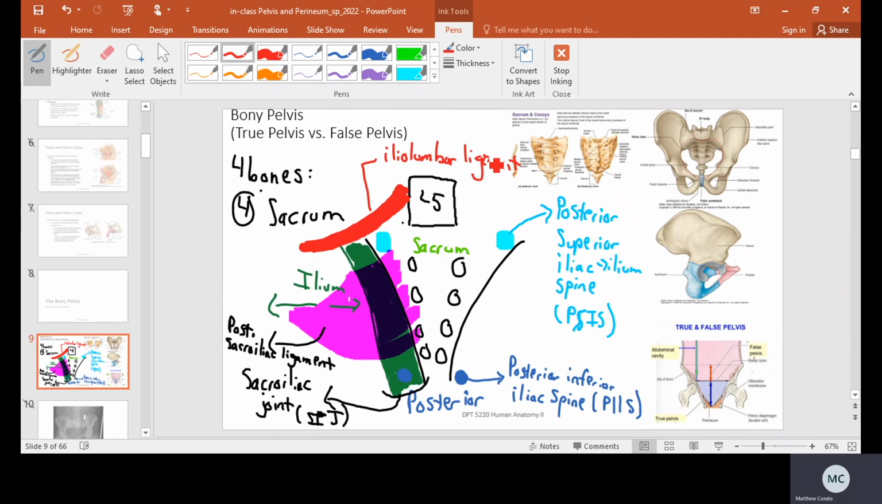So quadratus lumborum, again, is one of those muscles that's not necessarily named for where it is. It's more named for what it looks like, right? So what's a quadrilateral in math? It's a four-sided object. So quadratus just means four-sided muscle in the lumbar region. It attaches into the inferior aspect of T12, all the way down the lumbar spine, attaches into the iliolumbar ligament on its way to attaching to the iliac crest. So that's what quadratus lumborum is. We'll draw that one in a little later.